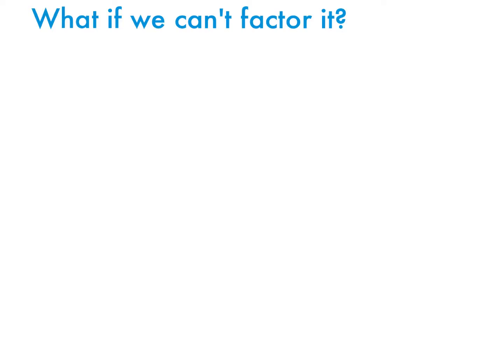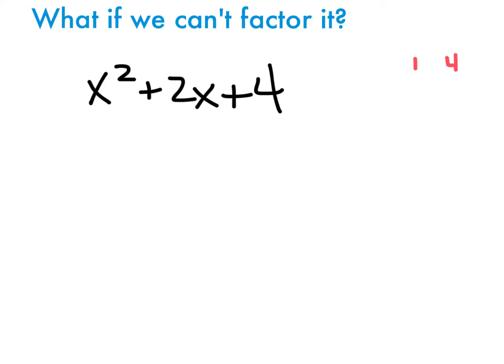What if we can't factor the trinomial, right? Like, what if we have x squared plus 2x plus 4? Are there any two numbers that multiply to 4 and add to 2? Well, the only factors of 4 are 1 and 4, 2 and 2. There's nothing that adds to 2. So in this case, we say it cannot be factored.